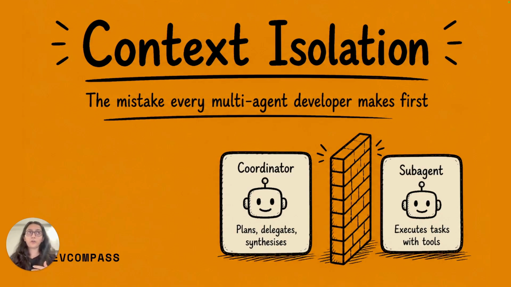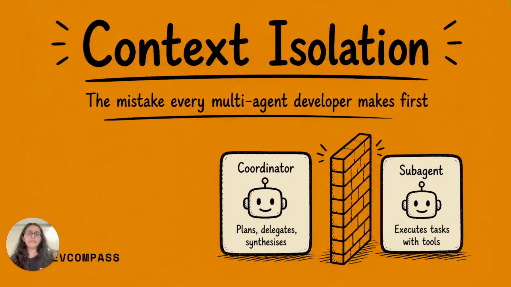So we've come so far in the course, from single agent, from prompts, from context window to multi-agents, and now discussing what can cause a multi-agent architecture to fail, right? So let's get started. Let's talk about context isolation, the mistake every multi-agent developer makes first.